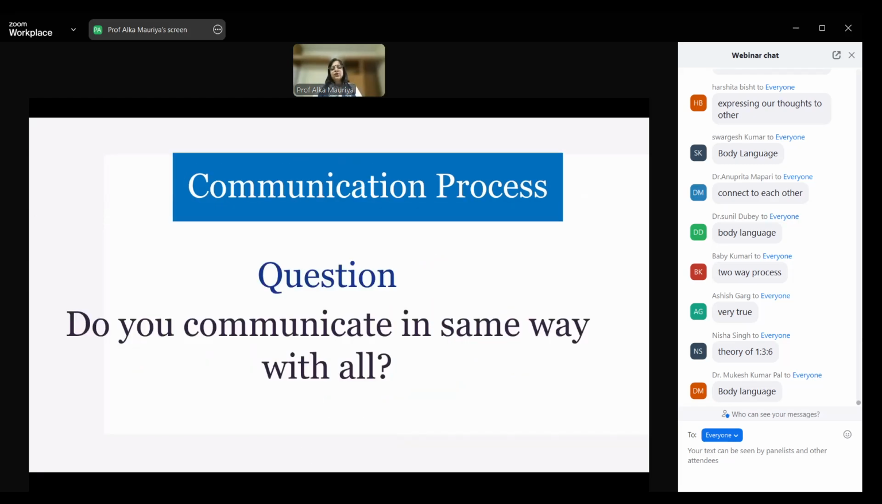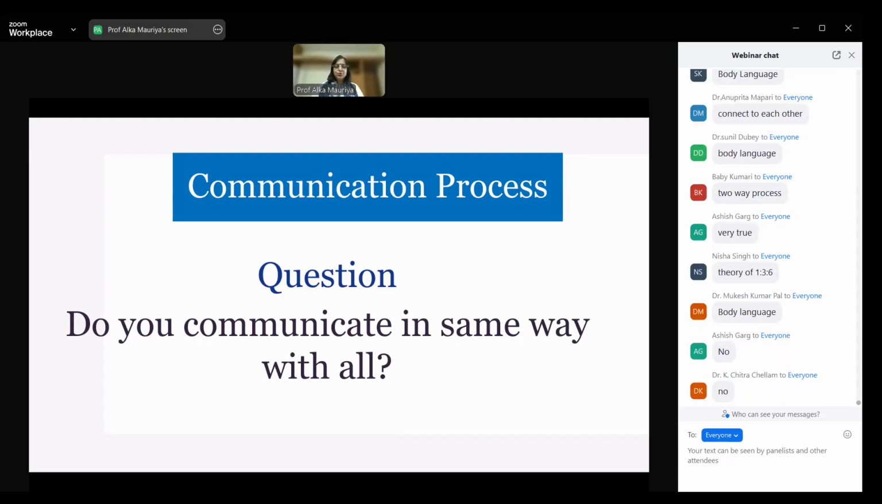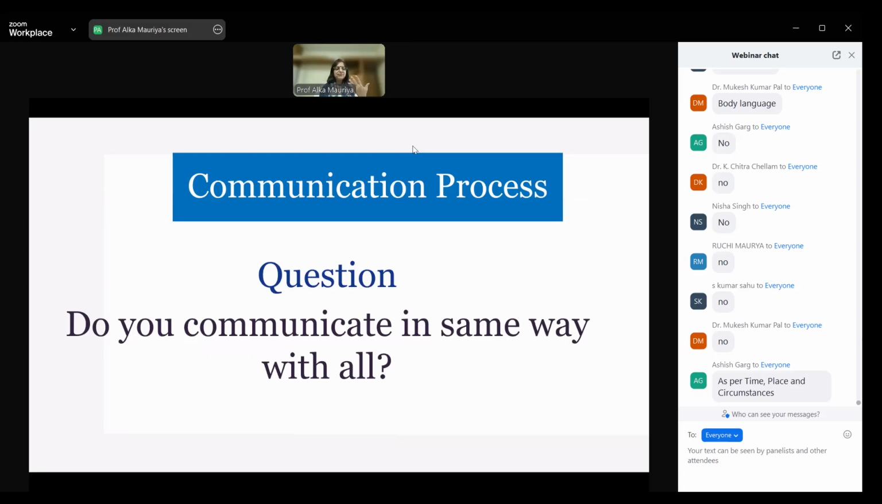So, since all of us are in the education field, the major stakeholder with whom we communicate is primarily our students. But in addition to that, we also communicate with other stakeholders. So the question, first of all, is who are the other stakeholders whom we communicate with? And secondly, do we communicate with them in the same way? So everyone has written no, which means that we do not communicate in the same way.